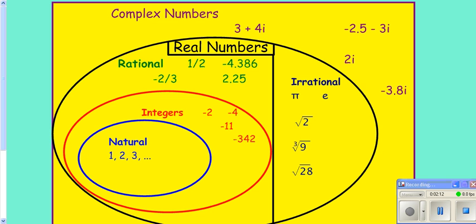Now, all this can also be represented graphically. The whole big box, everything in there is a complex number. However, if you're inside the black oval, then you're also a real number. And you'll notice the real numbers are split into two groups, the irrational ones and the rational group. You'll notice that rational group is split into a subgroup of integers, and those integers are actually broken into another subgroup of natural numbers.